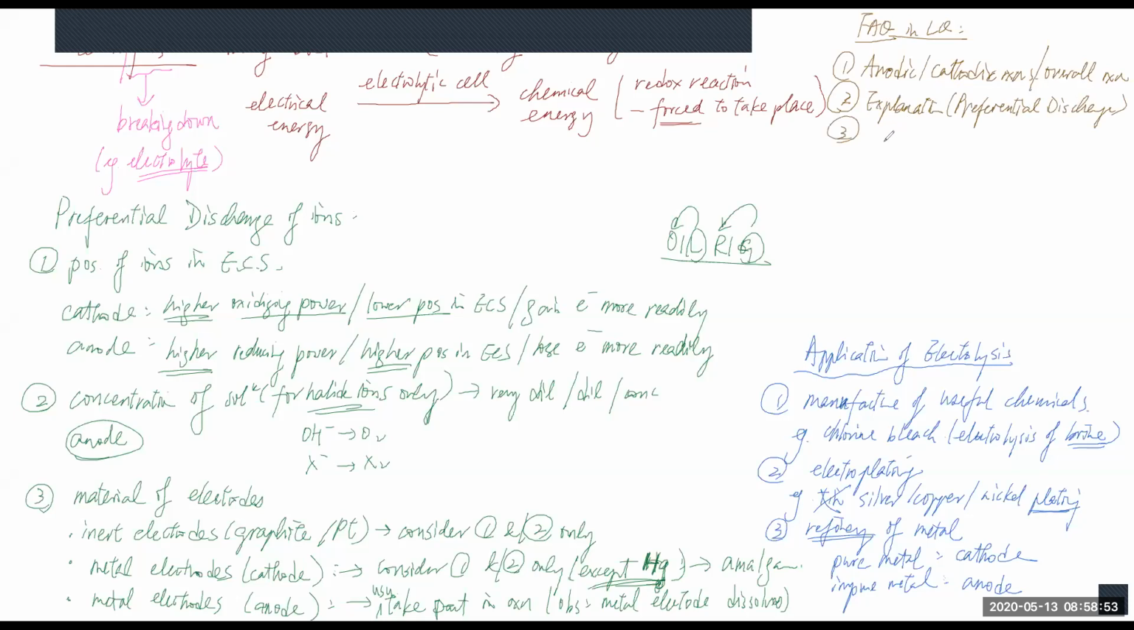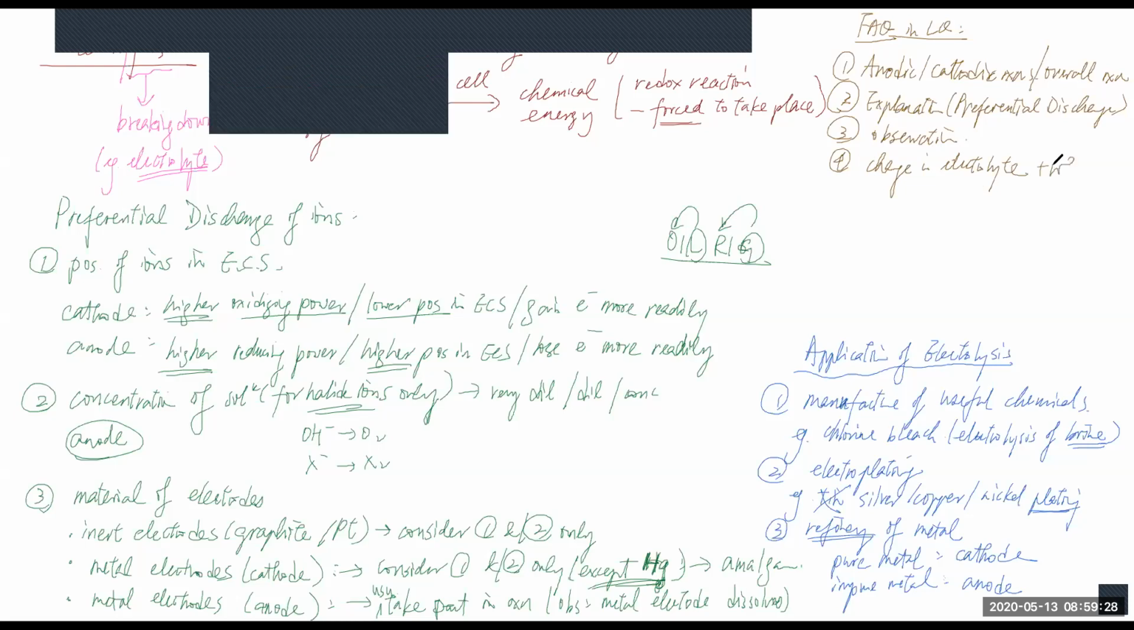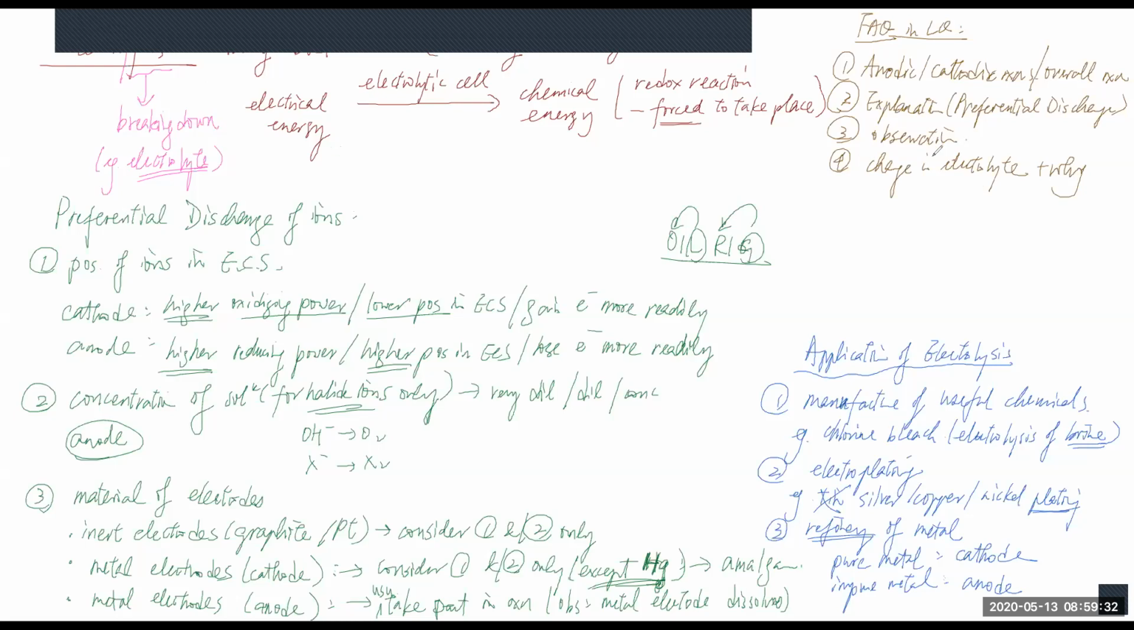And three, observation. What else? Four, you need to add indicator as well. If you add indicator, it usually refers to the change in the solution, right? You need to give me explanation of what would have changed in the electrolyte and give me the reason. And five, if you are going to get a gas as a product, you may write down the volume ratio plus why.